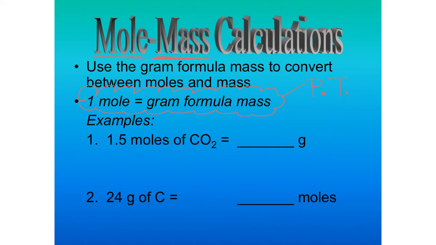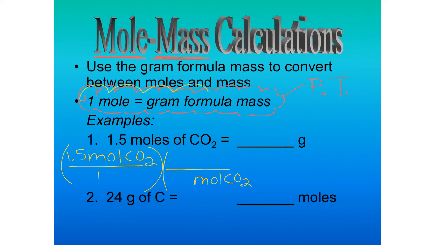So just like at the beginning of the year, we are going to take whatever we're given and put that over 1. So we are given 1.5 moles of carbon dioxide. We're going to take that, put that over 1. Then we are going to use the conversion factor of 1 mole of carbon dioxide equals its mass in grams from the periodic table. Since moles is in the numerator, and that is the unit that we want to cancel, we will put moles in the denominator.